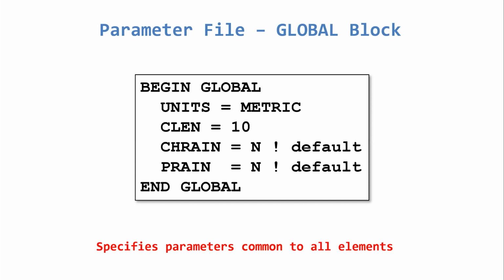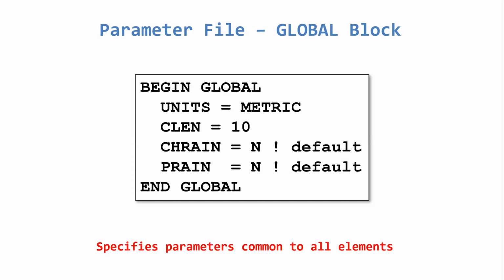So in the global block file, you pick units that will be applied to the entire run. CLEN is a characteristic length that helps set up the number of computational nodes for the different elements. And 10 is a good number. And the model will also cut down the time steps if the characteristic lengths and the nodes spatially are too far apart.